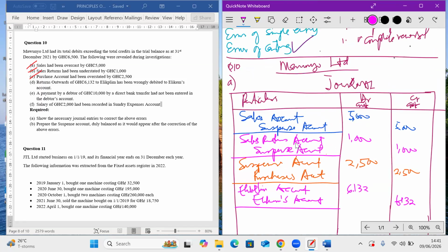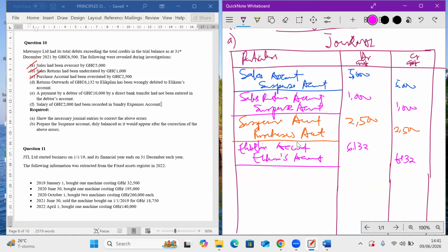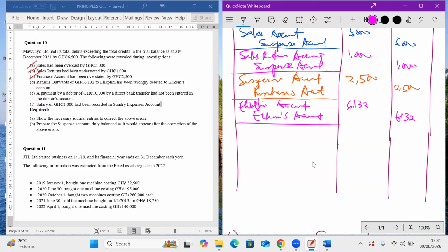So you were saying if the error does not affect the agreement of the trial balance, we correct it with just the general journal. But if it does, we correct with both the general journal and then the suspense account. Yes, that's it. Here, it doesn't affect.